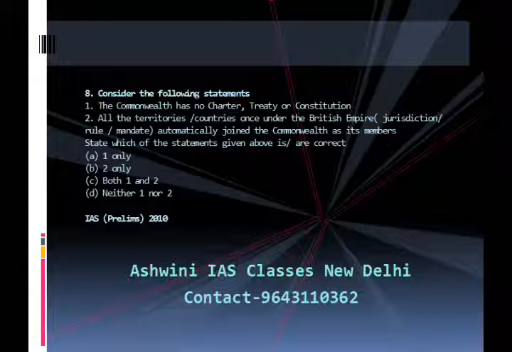A bit of explanation. The Commonwealth has no charter, treaty or constitution. However, all the territories or countries which were once under the British Empire did not become members of the Commonwealth automatically. A country willing to be part of it has to make a declaration for this. Among the former British Empire, there are many countries like Burma, Egypt, Kuwait and United Arab Emirates which never became member of Commonwealth. This might be another MCQ.